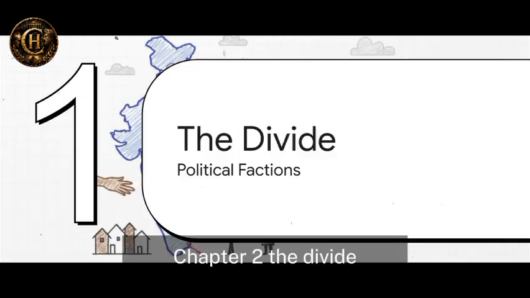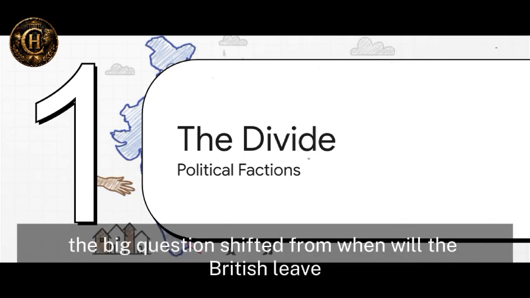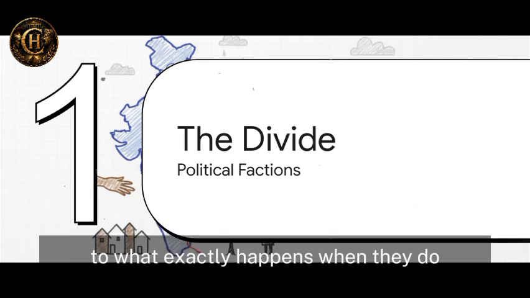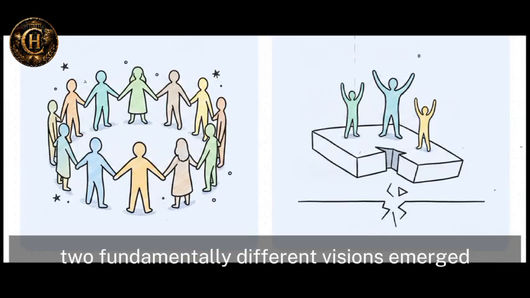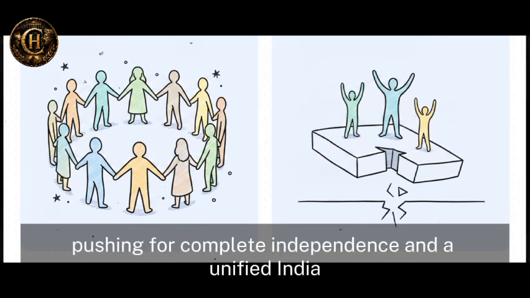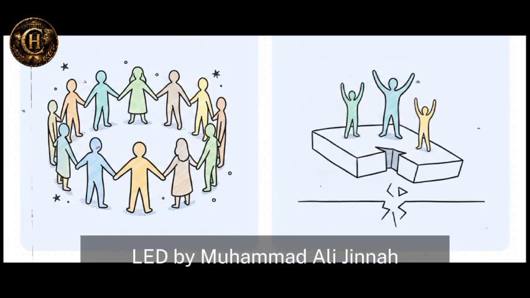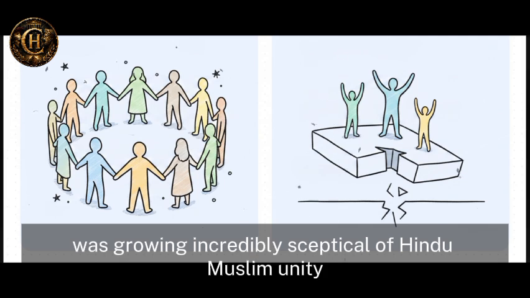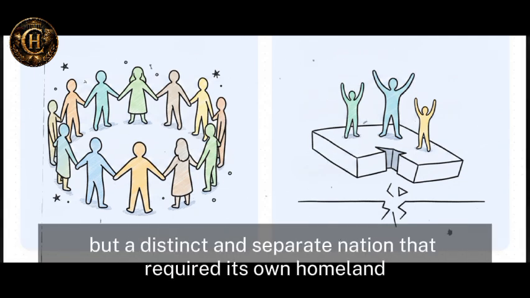Chapter 2, The Divide. As the reality of independence got closer, the big question shifted from when will the British leave to what exactly happens when they do. During these high-stakes negotiations, two fundamentally different visions emerged. On one hand, you had the Indian National Congress pushing for complete independence and a unified India. On the other hand, the All India Muslim League, led by Muhammad Ali Jinnah, was growing incredibly skeptical of Hindu-Muslim unity. Jinnah and the League argued that Muslims weren't merely a minority within India, but a distinct and separate nation that required its own homeland.